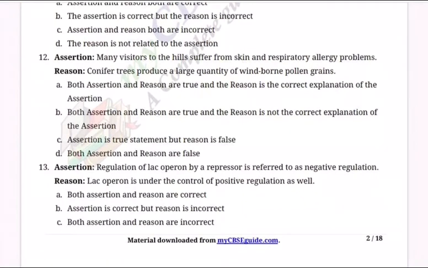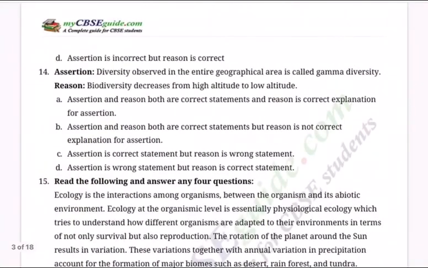Question 13. Assertion. The regulation of lac operon by a repressor is referred to as negative regulation, negative feedback. Reason. Lac operon is under the control of positive regulation as well. A. Both assertion and reason are correct. B. Assertion is correct but reason is incorrect. C. Both assertion and reason are incorrect. D. Assertion is incorrect but reason is correct.